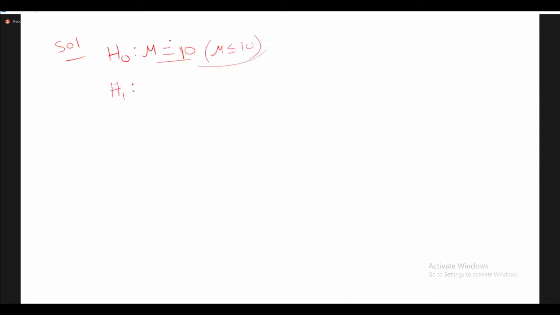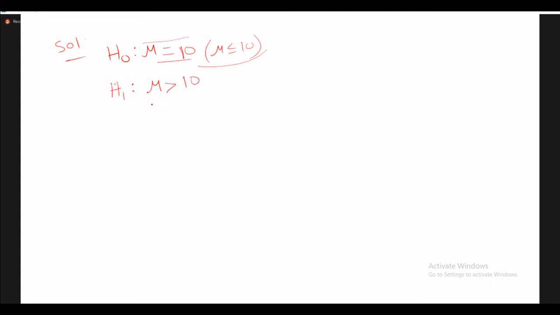What is the against to this one? Less than 10 minutes, less than or equal to. What is the alternative hypothesis, against the null hypothesis? Here, what is the against? Mu 10 is there. That is greater than or less than?